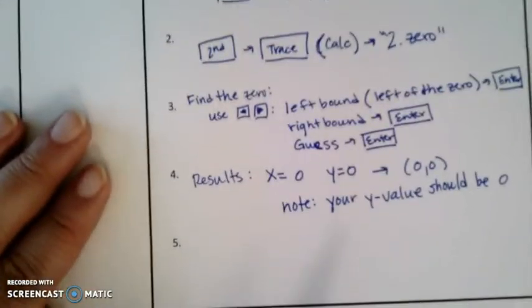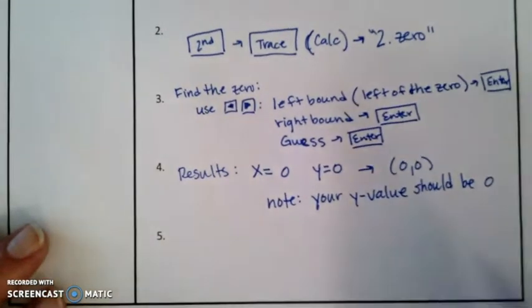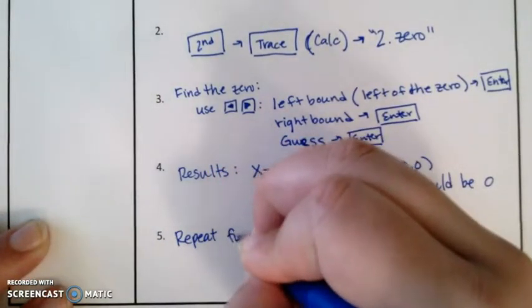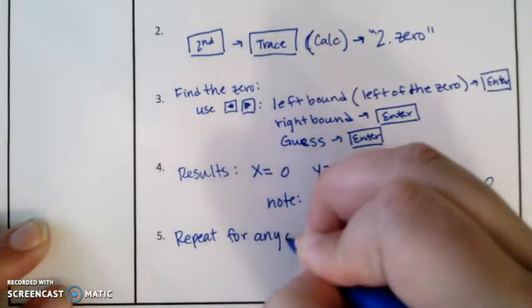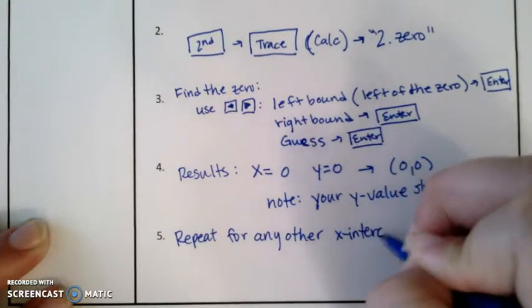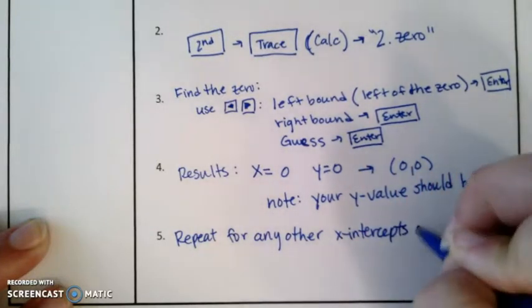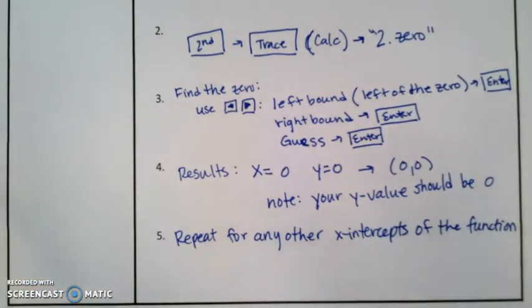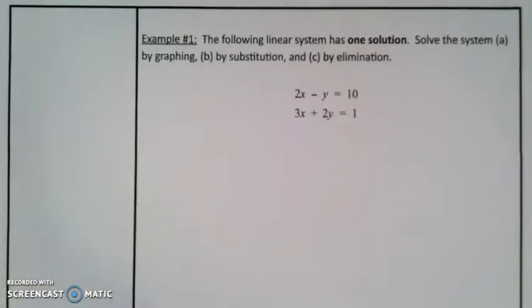Okay? And then the last step is to repeat for any other x-intercepts of the function. So if you have a higher degree polynomial, you might have multiple intercepts, and you have to calculate the 0 for each of those intercepts. All right, let's look at an application of this.